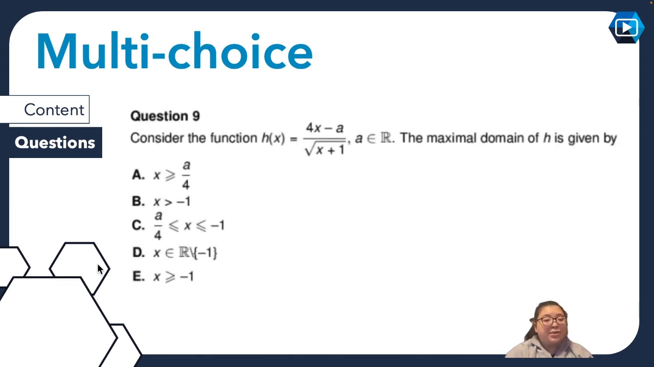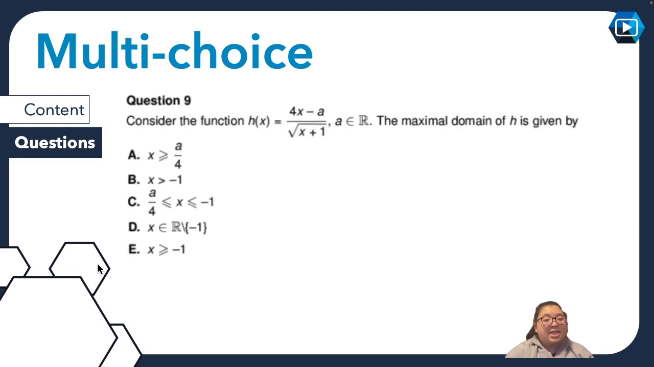Alright, another multiple choice question. So consider the function h(x) = (4x - a) over root x plus 1, where a belongs to R, and the maximal domain of h is given by. So this question focuses on maximal domain that we talked about before, the implicit domain that's given by certain functions. Now, the main thing here is to examine which part is the problem in the question.